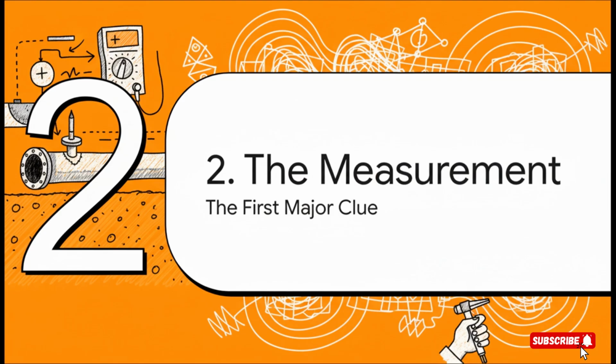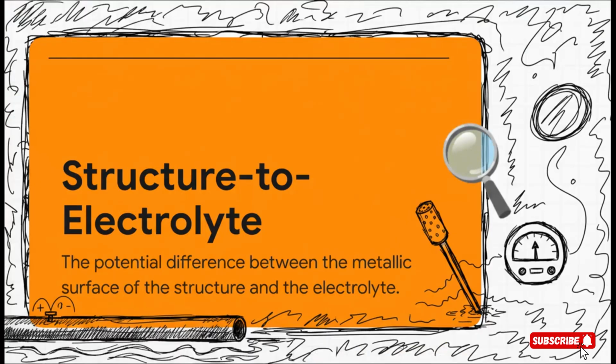This is called the structure-to-electrolyte potential. It is hands down the most common measurement you will ever take in the world of cathodic protection. So what in the world are we actually measuring? In simple terms, it's a voltage. It's the difference in electrical potential between our metal pipe, the structure, and the dirt it's sitting in, the electrolyte. And to get a stable, meaningful reading, we use a portable reference electrode that we stick in the soil. You could think of that electrode as our trusty anchor point. It gives us a consistent baseline to measure against. This single voltage reading is our first big lead in the case.